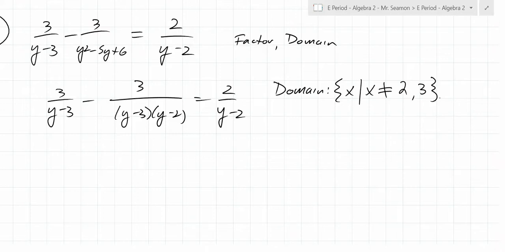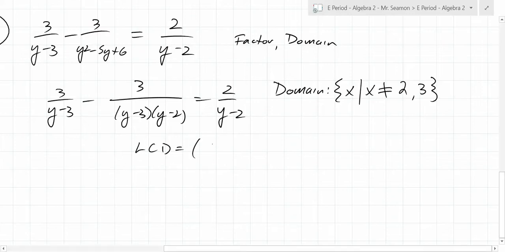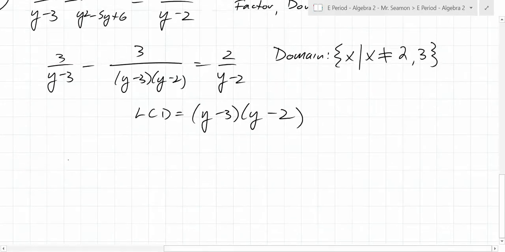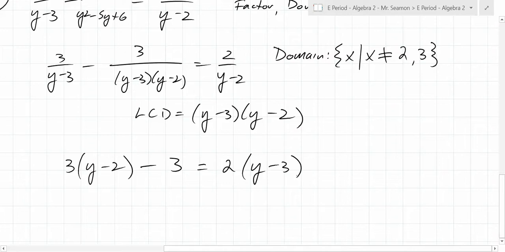Now that we found the domain, we multiply by the LCD. We multiply everything by the LCD. Can someone tell me what the LCD is? Wasn't that what I just said? Say it again. y minus 3 times y minus 2. Correct. So if we multiply everything by that, what are you left with? 3 times what? y minus 2 minus 3 equals 2 times what? Yeah, the y minus 3 is left because it cancels. Is that a lot better than what we just had?